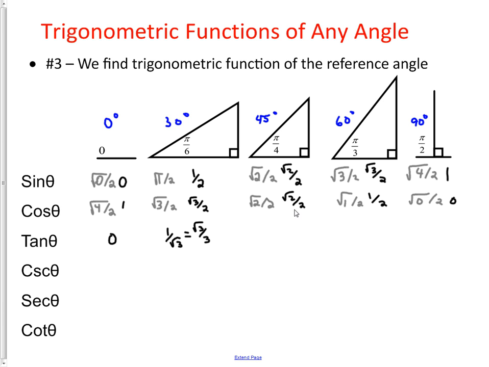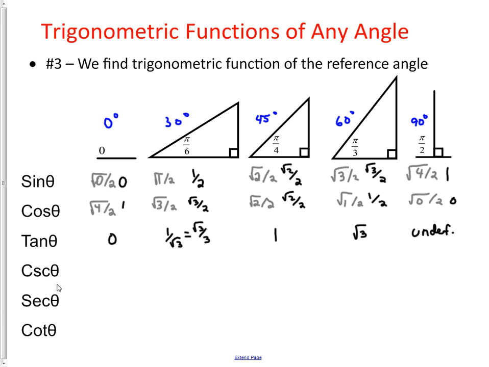Take square root of 2 over 2 divided by square root of 2 over 2. Tangent of 45 degrees, or pi over 4, is 1. At 60 degrees, radical 3 over 2 over 1/2 is square root of 3 over 1, which is just square root of 3. Take 1 over 0, well, that's undefined. So the tangent of 90 degrees would be undefined.